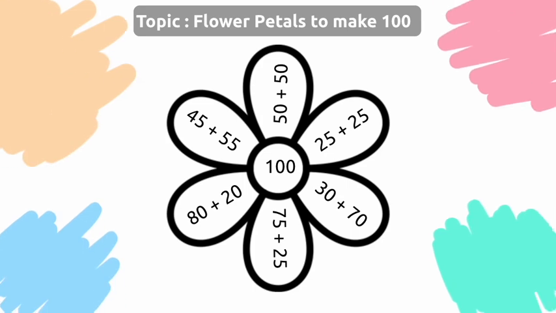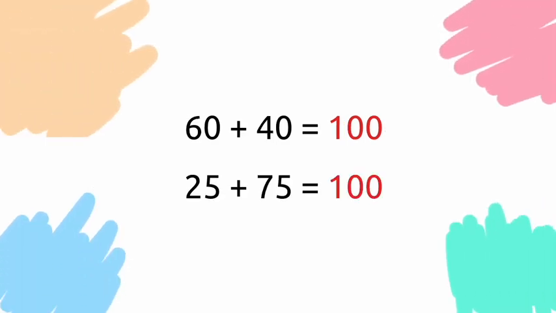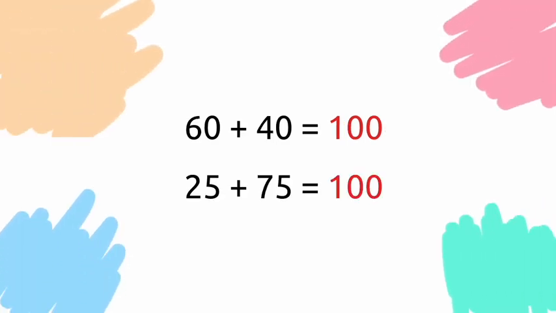Next topic. Fill the flower petals to make 100. Look at this flower. Each petal has a number. We need to fill the missing number to make 100. If one petal shows 80, what number will make 100? Yes, it's 20 because 80 plus 20 equals 100. Try more. 60 plus 40 makes 100. 25 plus 75 makes 100.